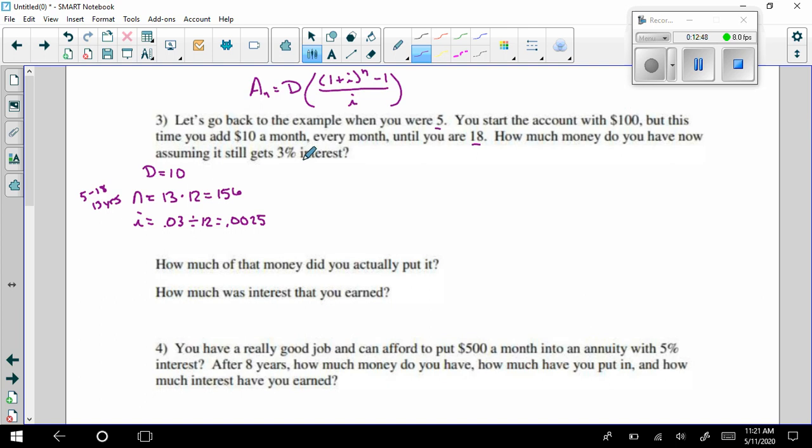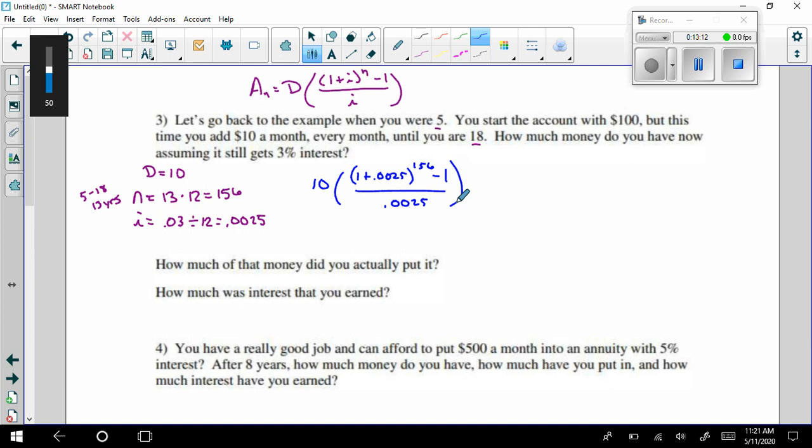And so then we plug all of this in. So 10, and we have 1 plus 0.0025 raised to the 156 minus 1 divided by 0.0025. As long as you're careful, you should be able to type all of this stuff into your calculator, but you have to type it in using lots of parentheses. So when I type it in, I do 10 parentheses, and then I do parentheses again.